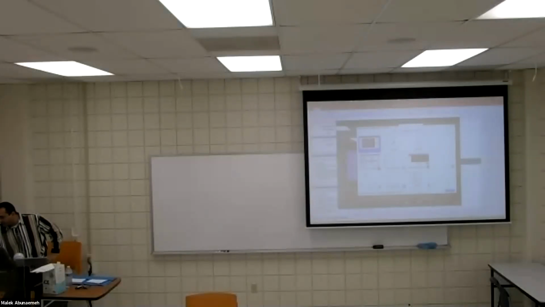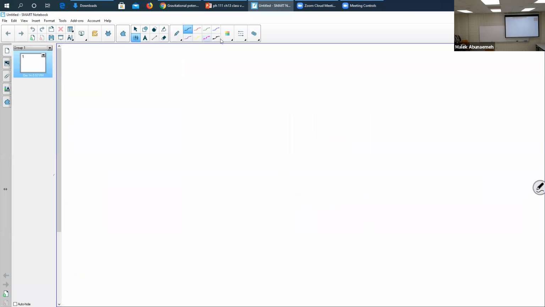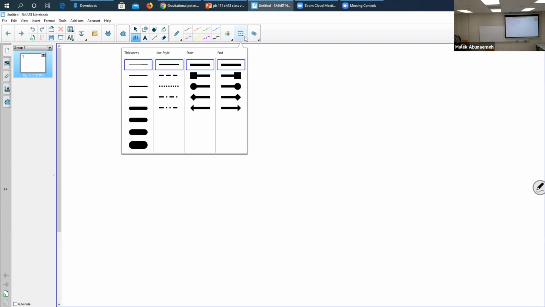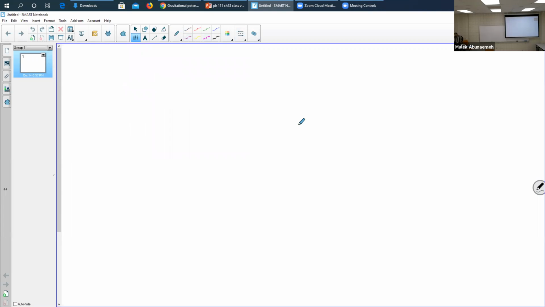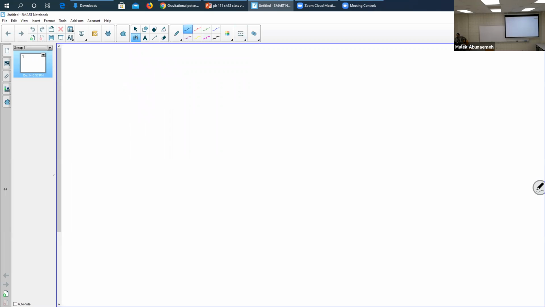Okay, so this is going to be Physics 111, Chapter 13, which is going to be gravitation. When we think about gravitation or gravity, we mainly think about the famous apple on a tree falling down on Newton, which is not a true story. It's kind of fabricated for a kid's tale.